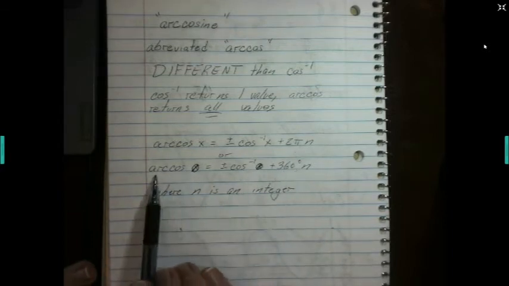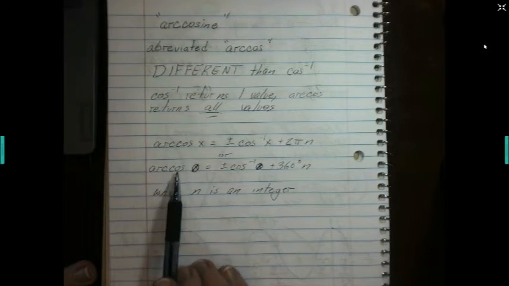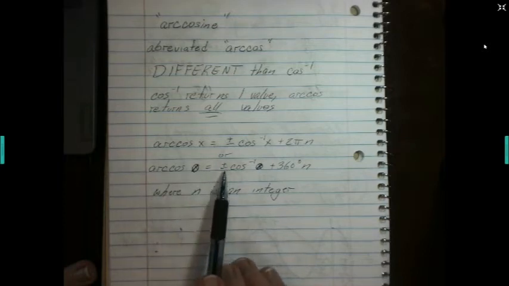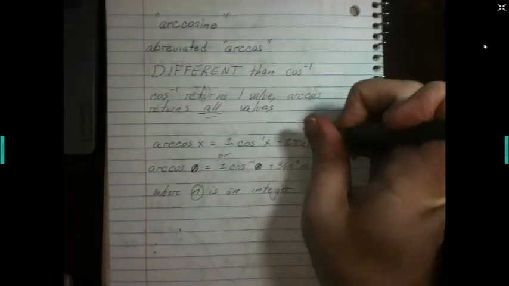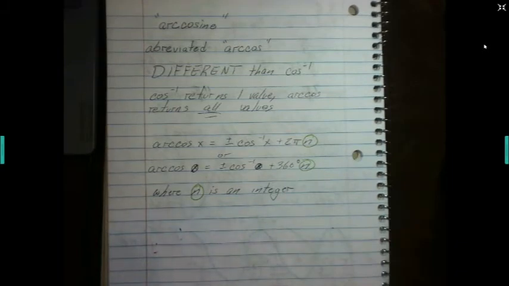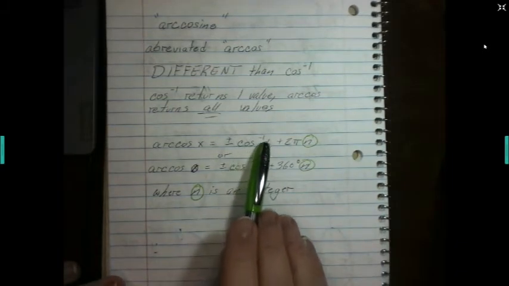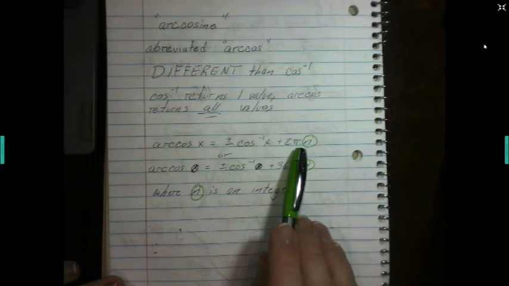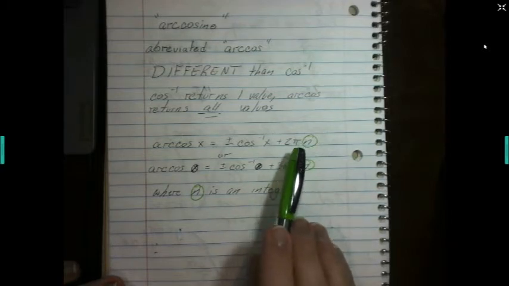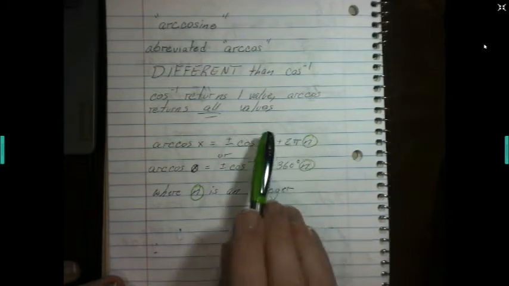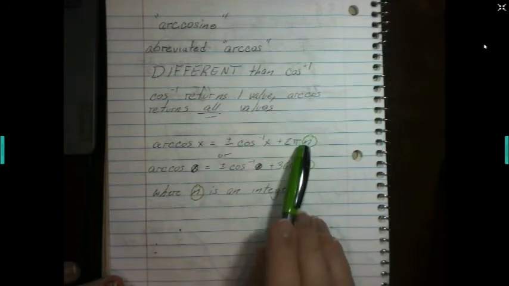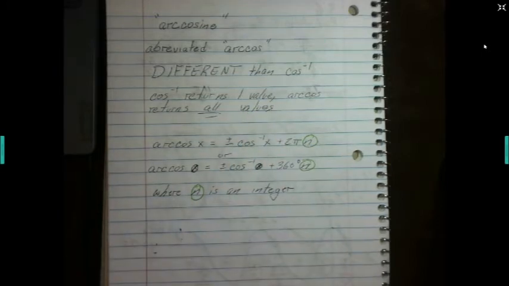So you could write this using degrees as arccosine of theta is equal to plus or minus cosine inverse of theta plus 360 degrees times n. N is always an integer. Basically, all this is saying is you find one answer to cosine inverse of x, and then you just keep adding on 2 pi. So you'll add on 2 pi, then 4 pi, then 6 pi, then 8 pi, and you'll constantly get answers.